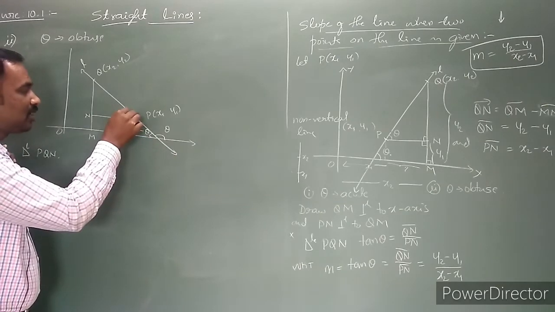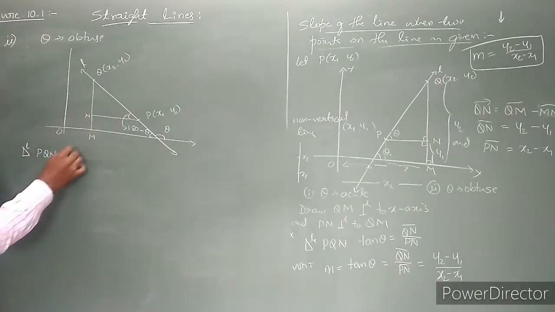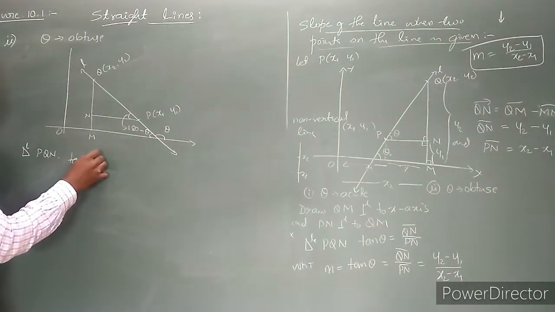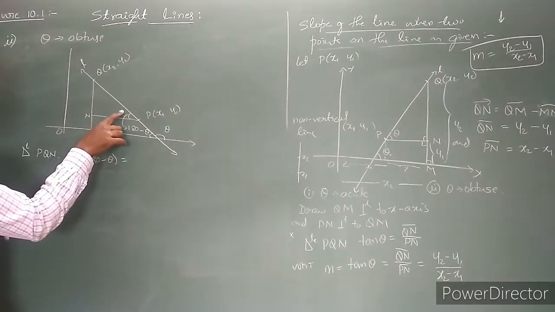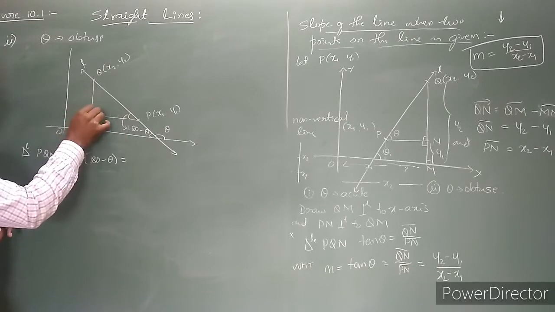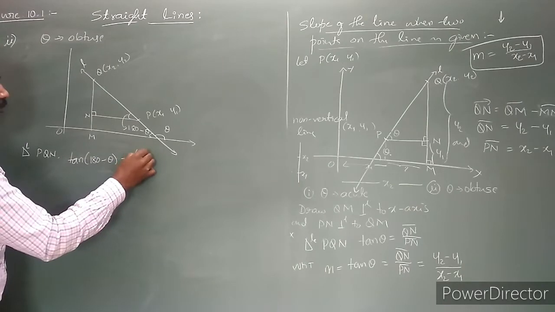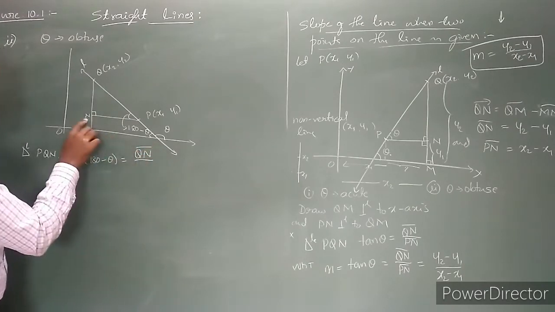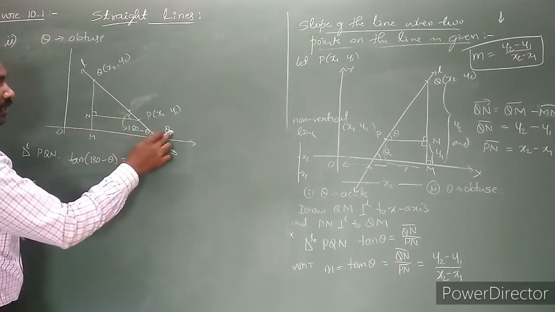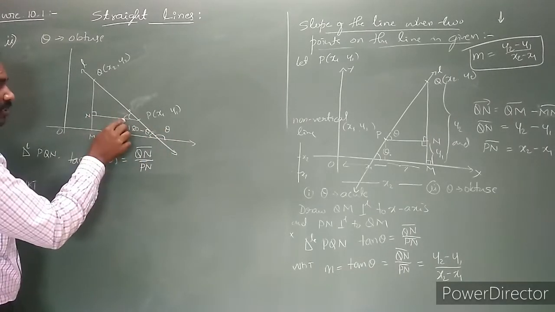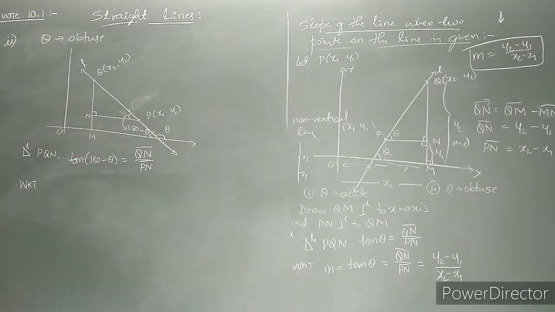If this is 180 minus theta, obviously this is also 180 minus theta. Now tan of 180 minus theta is equal to how much? Tan of 180 minus theta. Here is a right angle triangle. Opposite divided by adjacent. What is opposite? Opposite is QN divided by adjacent, which is PN. Are you clear? So here theta is just considered. It is 180 minus theta, and this is also 180 minus theta.